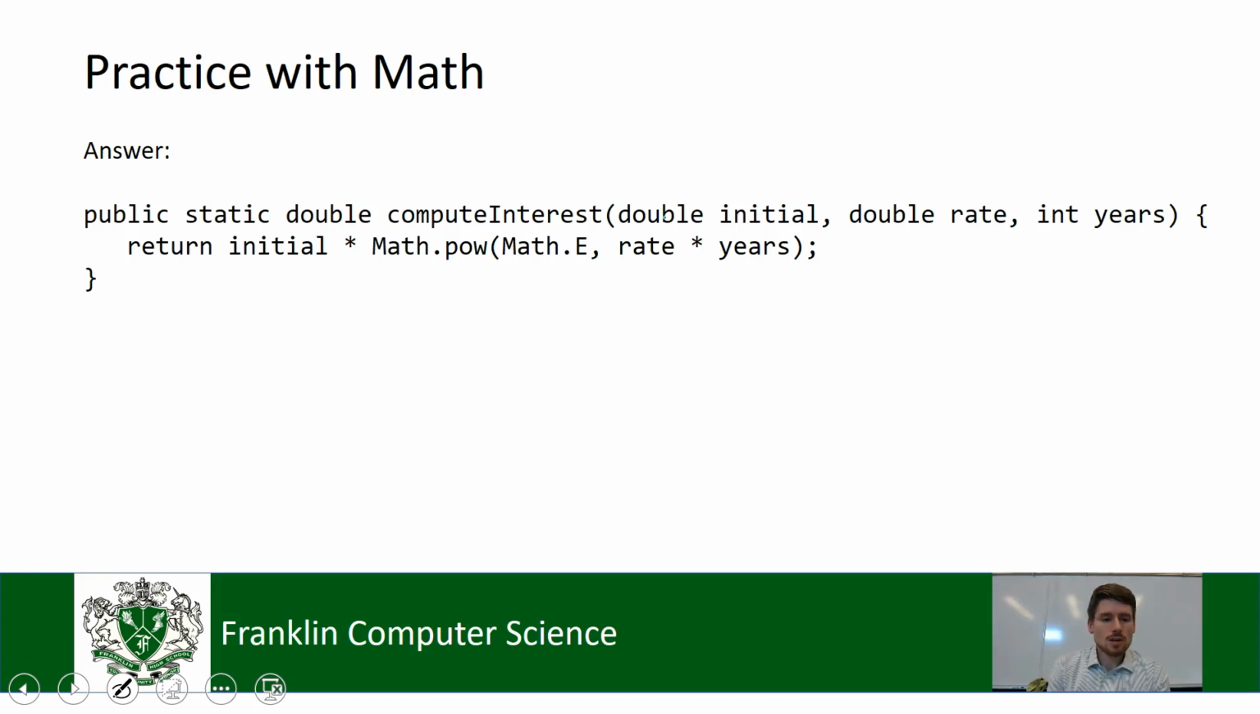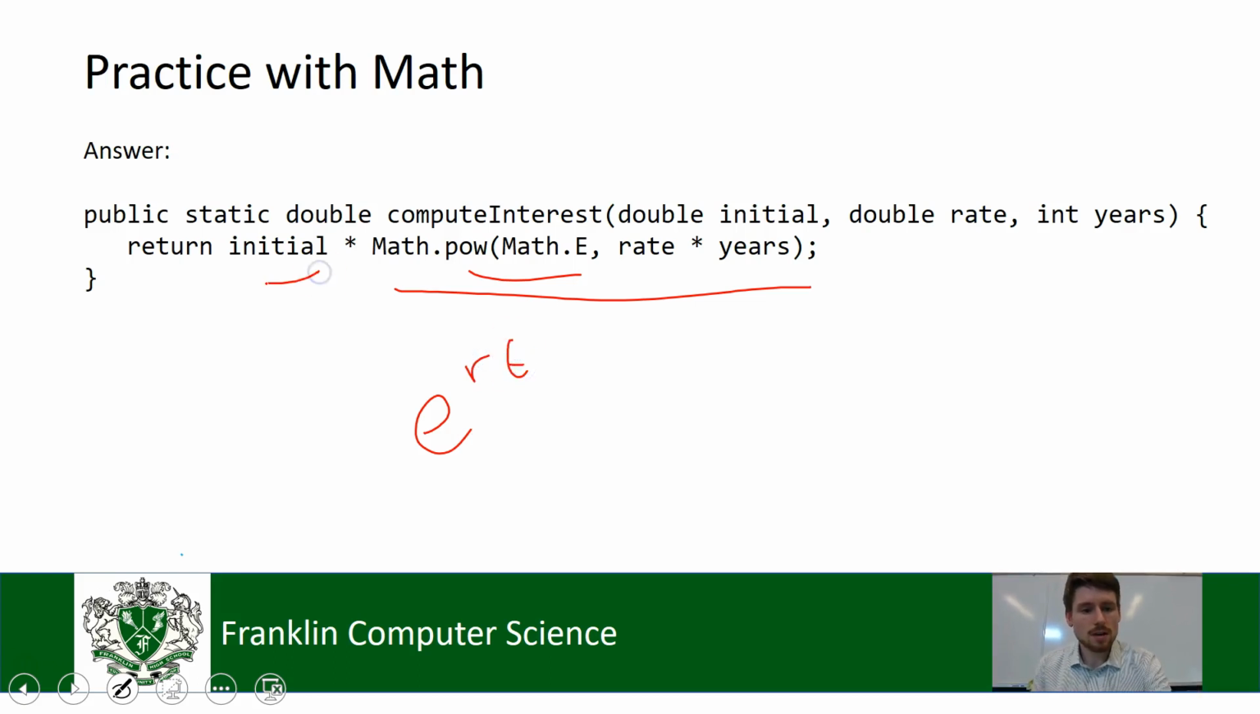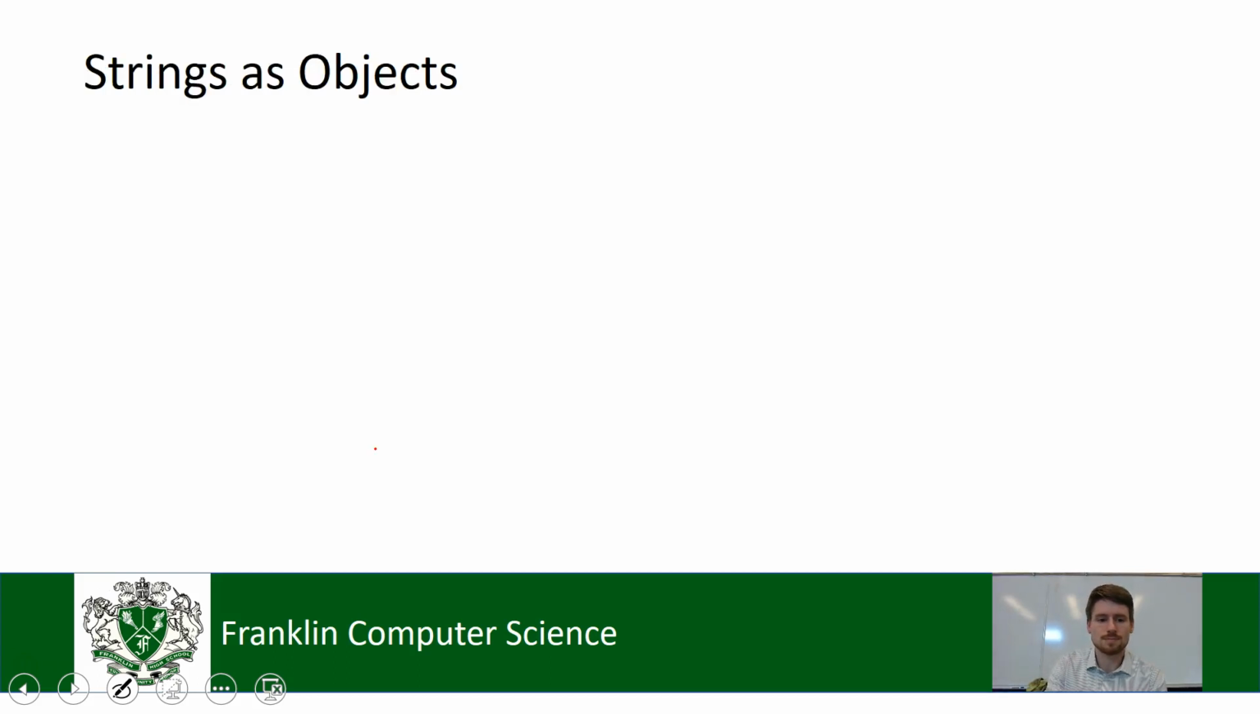And then we just return, and I did this in one line, the initial rate, or the initial amount, times math.pow, math.e, comma, rate times years. So this right here, I'll just translate into math. This is the base, E, and then rate times years would be R times T. And then the initial amount in front, that's the P0 right there. So we have initial times math.pow, E, rate times years. Okay, so that's that one.